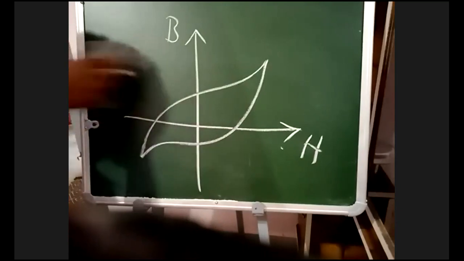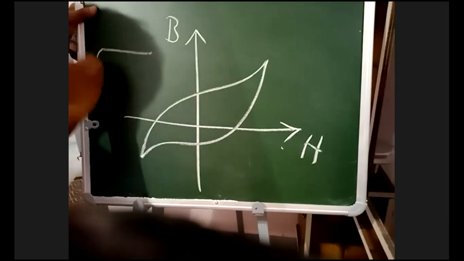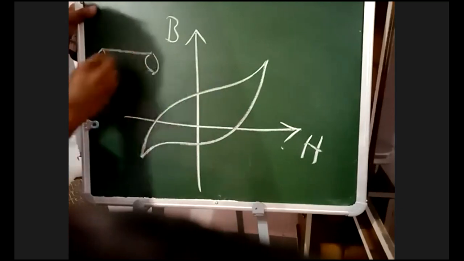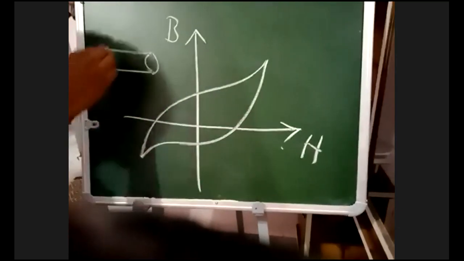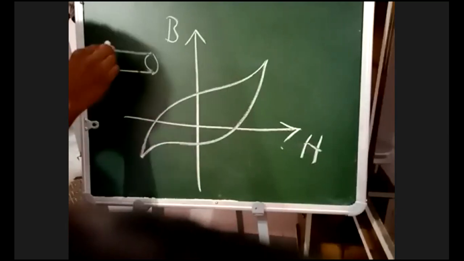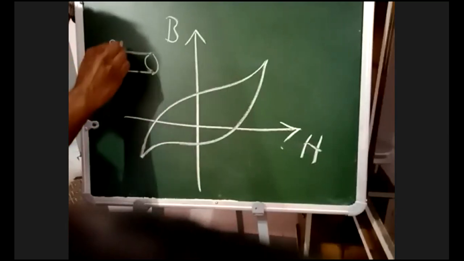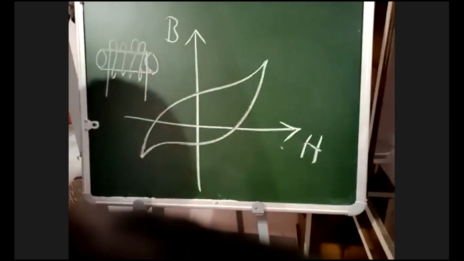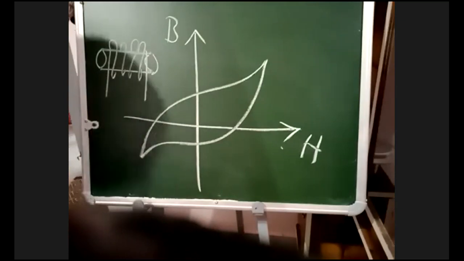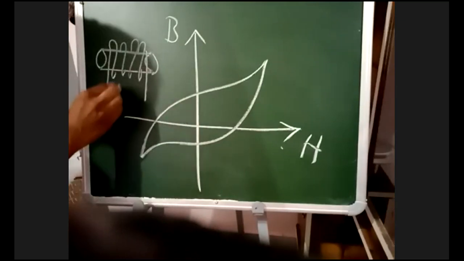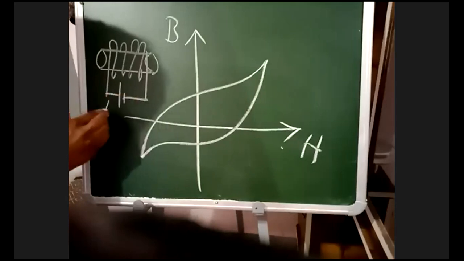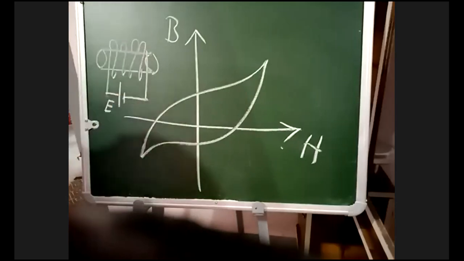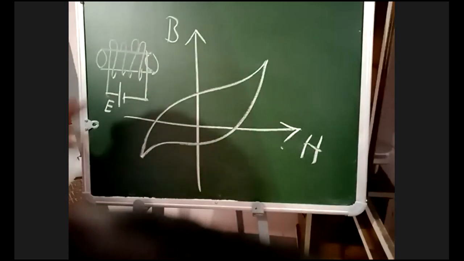Otherwise, take one iron rod. On the iron piece, I am winding the coil. This is one end of the coil, this is the other end of the coil. I am connecting this coil to the battery. All these things are not necessary, but you should know what is hysteresis loss. In exam, they'll ask what is hysteresis loss. That's why I am telling.